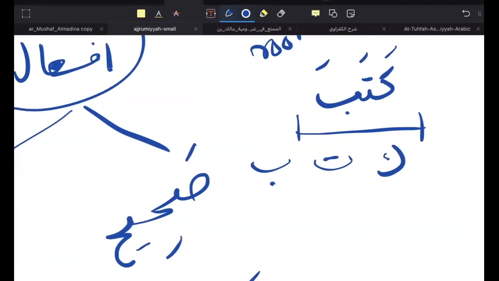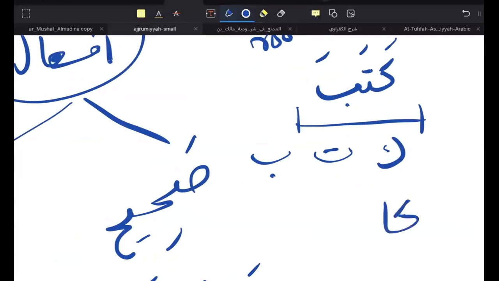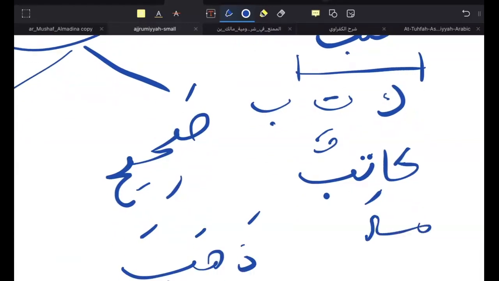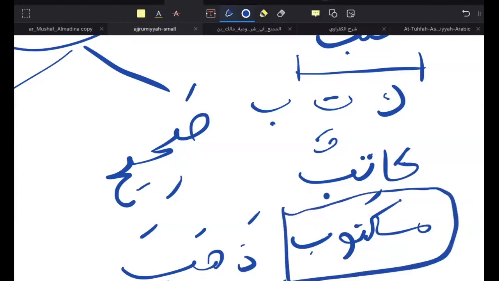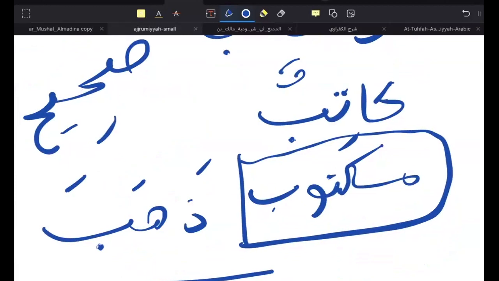So from these root letters, we can make katib, katibun, maktub, and so many things happening, right? So when you see something as maktub, there's definitely more than three letters, right? We have 1, 2, 3, 4, 5. But what are the root letters? Root letters still go back to the kaf and the ta and the ba.